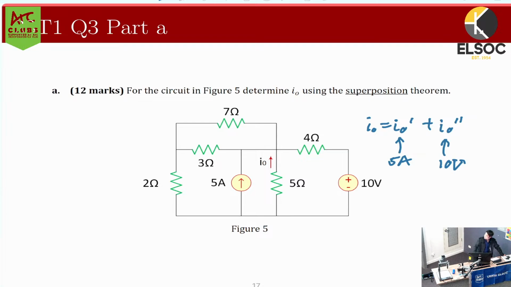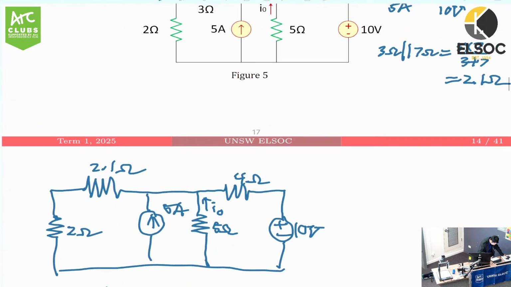Yeah, that's right. We can see this is one node here, and this is another node. This means that the 3 ohm and the 7 ohm are actually in parallel. So we can simplify them first. It's going to make our life later much easier. The equivalent resistance is given by 3 ohm in parallel with 7 ohm: 3 times 7 over 3 plus 7. That's going to give us 2.1 ohm. So simplifying the resistors, we should arrive at the following circuit.